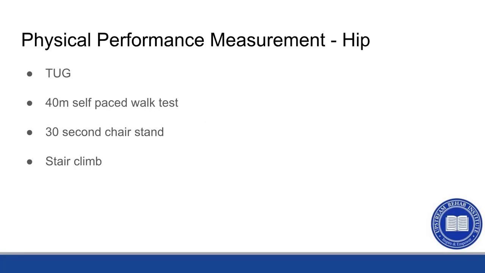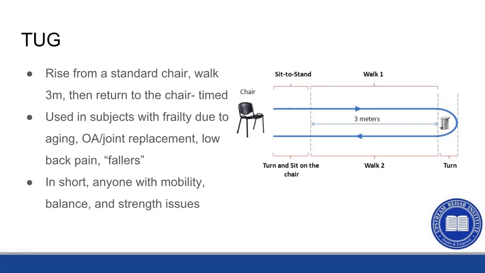So let's look at the hip. The four that are really supported, first is the timed up and go, your 40-meter self-paced walk test, your 30-second chair stand, and your stair climb. So the TUG, we've often done these, getting up, walking around, coming back. Really good for your aging population, your OA patients, your low back pain, and your fallers. In short, anybody with mobility, balance, or strength issues, very great test to do.